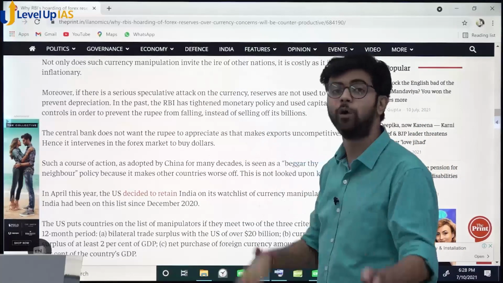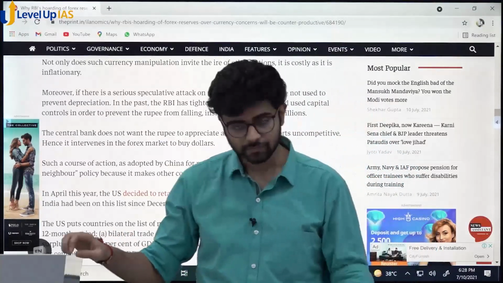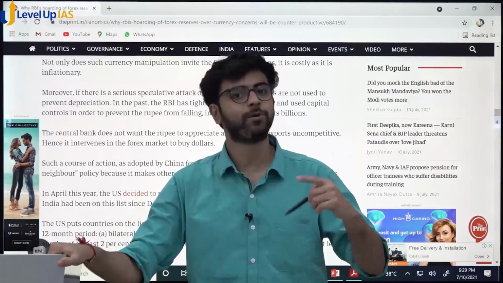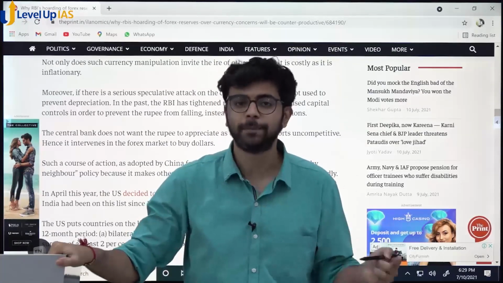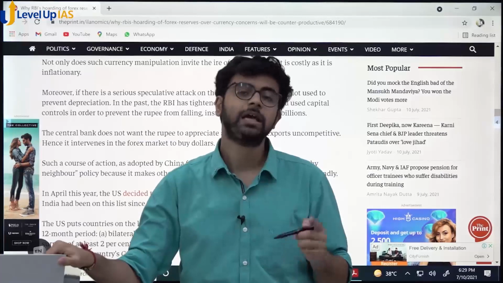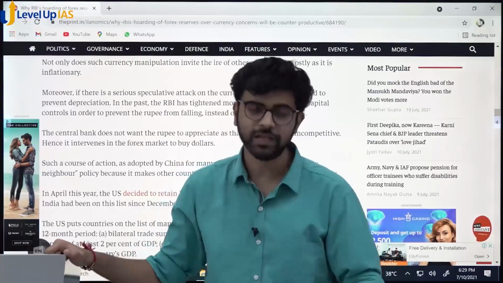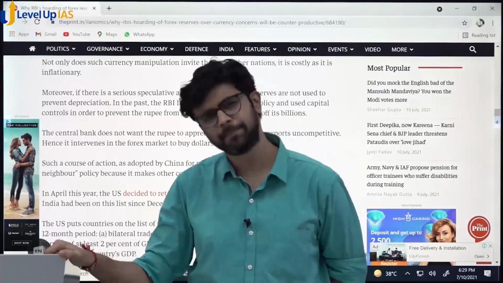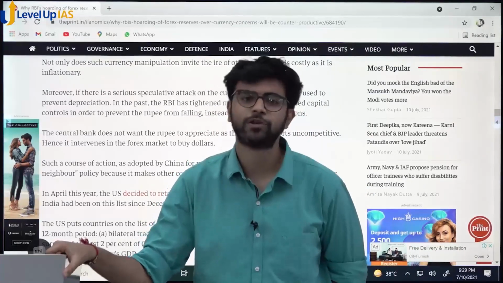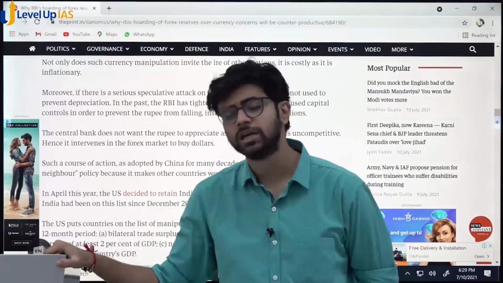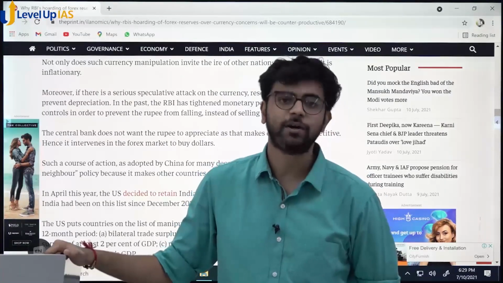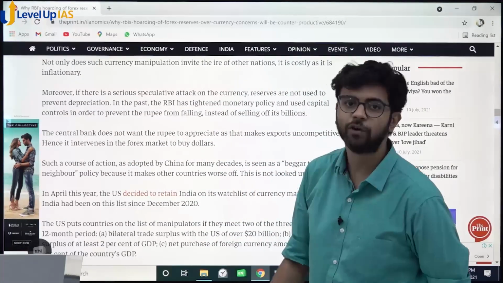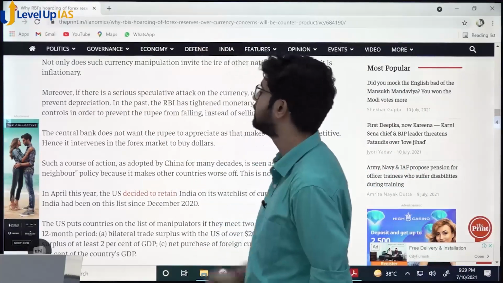Not only does such currency manipulation invite the ire of other nations, it is costly as it is inflationary. How is it inflationary? Because when we are trying to stop the appreciation, we are trying to make exporters happy. But when we make exporters happy, who becomes unhappy? Importers. We import a lot of things. So when the rupee depreciates or appreciates less, imports become more costly, fuel becomes more costly, gold becomes more costly, oil becomes more costly, and it brings inflation with itself.